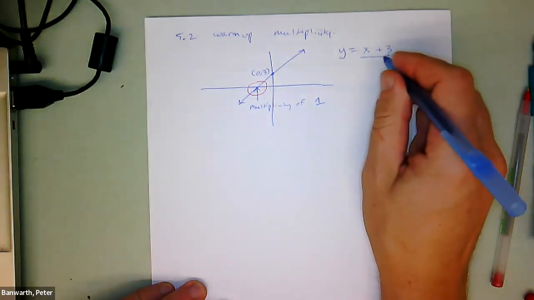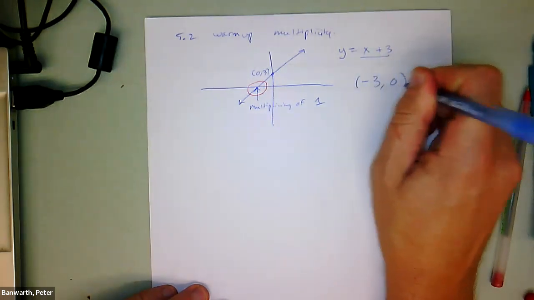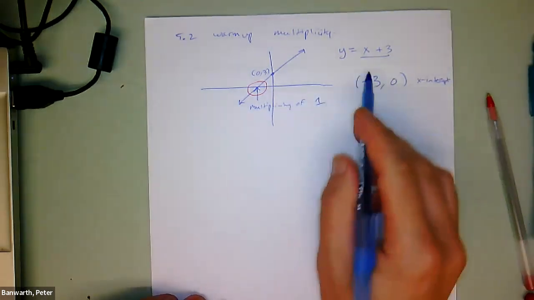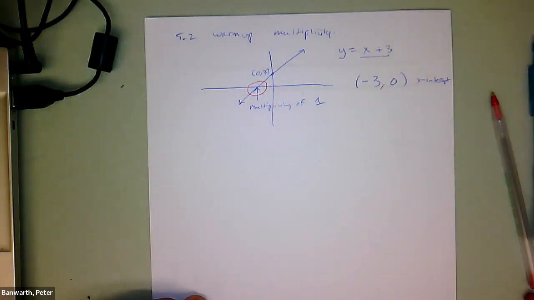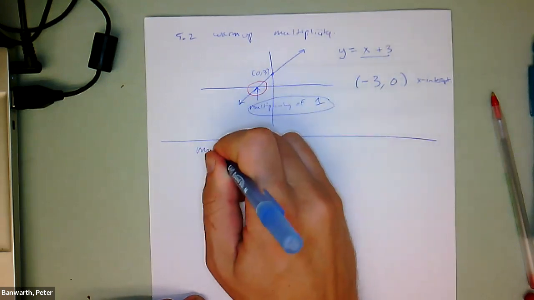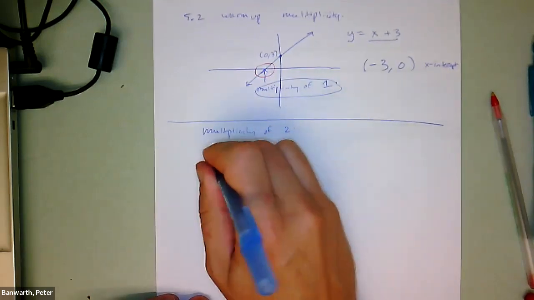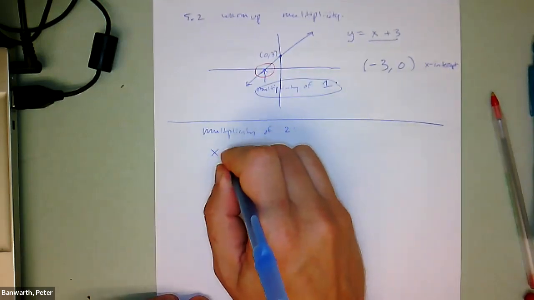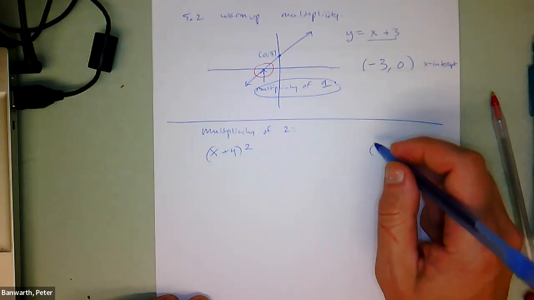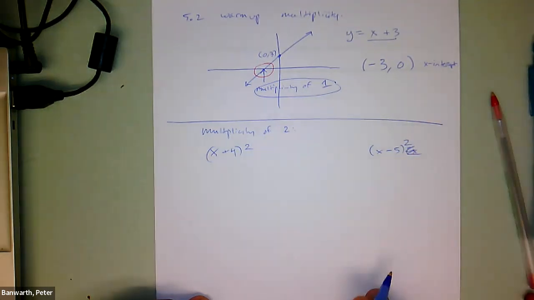In particular, the actual 0 is x is minus 3 and y is 0. That's my x-intercept. So that's your basic y equals x plus 3, a multiplicity of 1. I can also look at multiplicity of 2. So I could look at something like x plus 4 squared, or maybe two different factors. X minus 5 times, nope, let's just do that, x minus 5 squared.